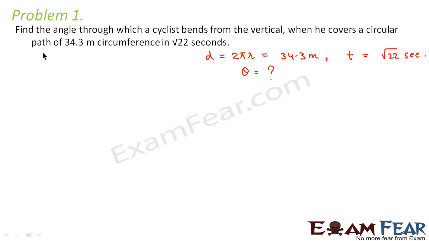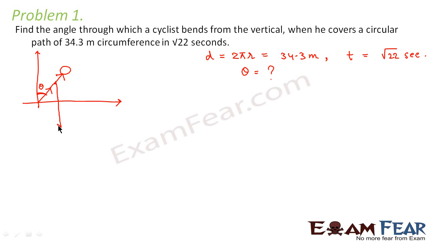Let us try to draw the diagram so that we can visualize the situation. Let us suppose this is my vertical, because it says that the cyclist bends from the vertical. Let us suppose this is the cyclist. It is just a rough figure. So he is making some angle theta, and we need to find the value of this theta. He is trying to take a curve. Now what will be the different forces acting on this cyclist? Suppose he is taking a turn somewhat like this.